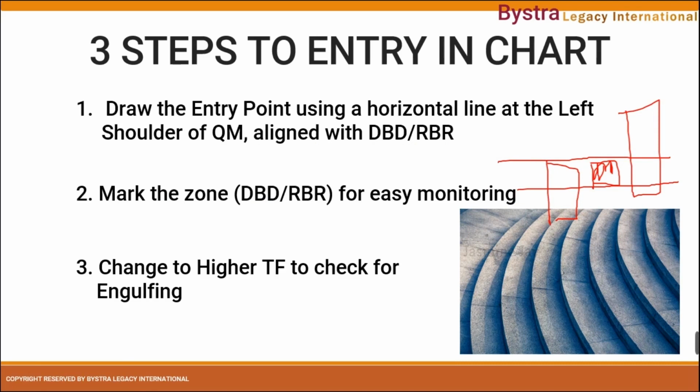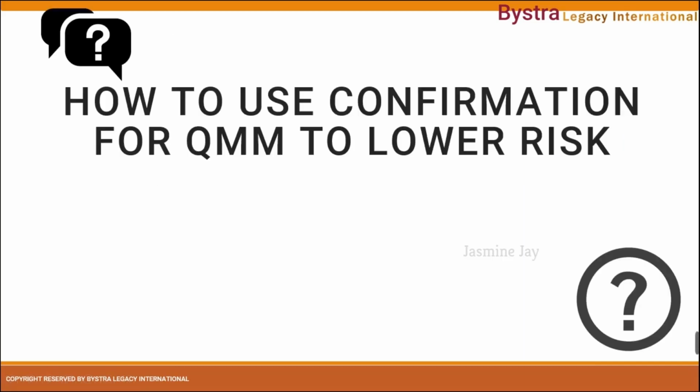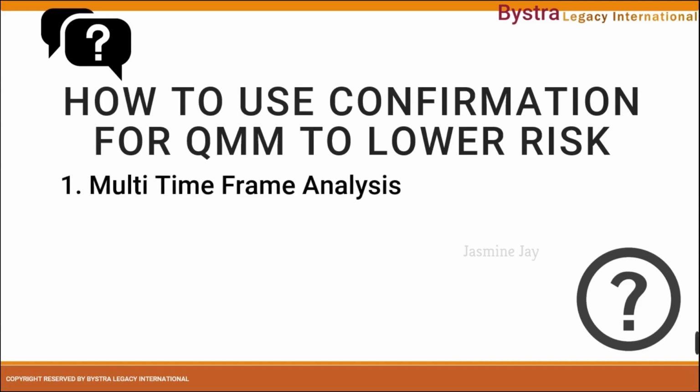If the setup doesn't have an engulfing on the higher time frame, then the setup will be considered very high risk. Please, when there is no confirmation, do not enter the trade. So how do we use the confirmation for QM manipulation to lower our risk of entry? First is the key, the same thing that we always come back to again, the multi-time frame analysis.